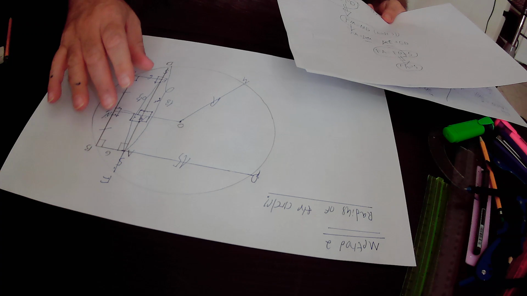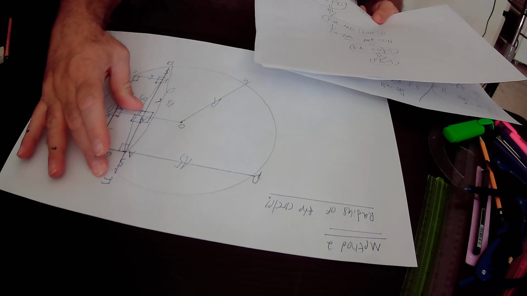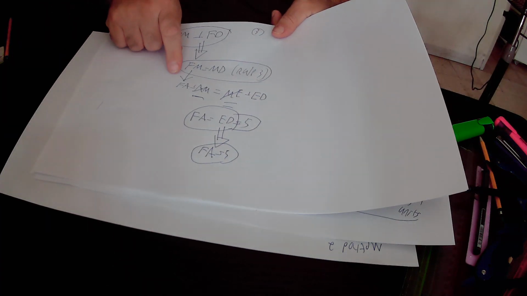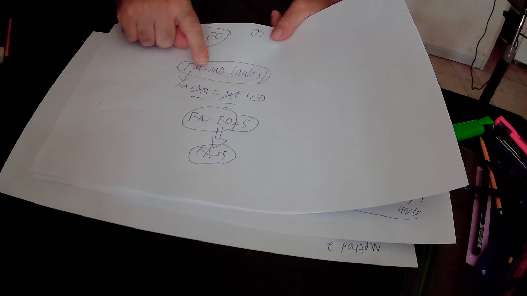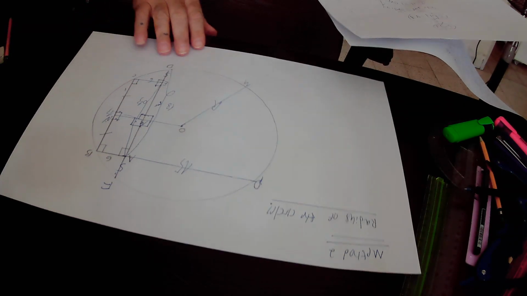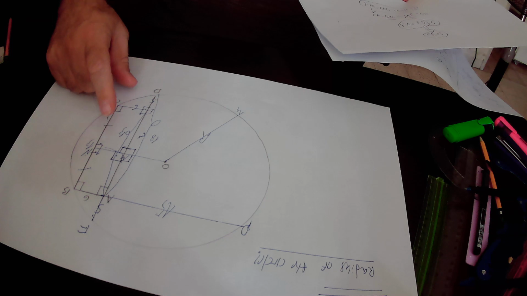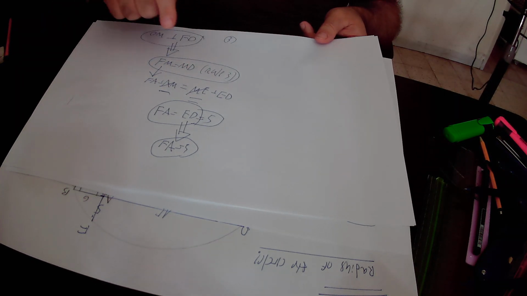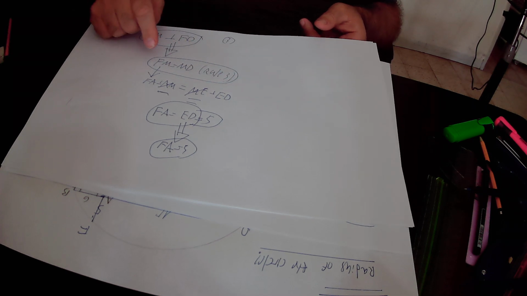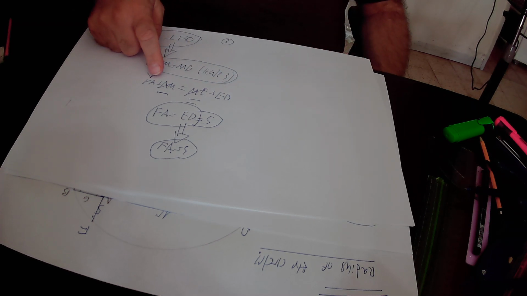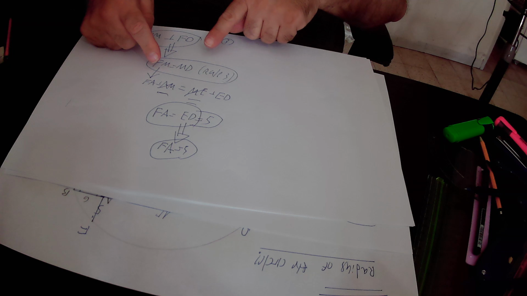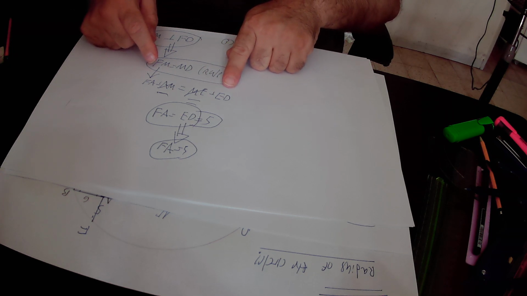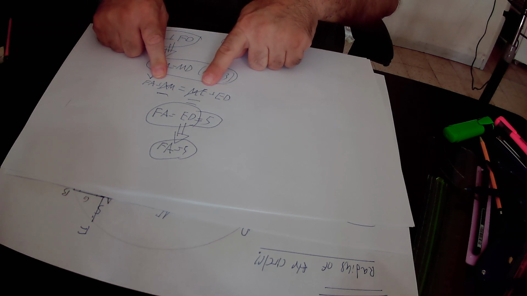But what is the value of FM? FM equals FA plus AM. And what is the value of MD? It is very easy to see that MD equals ME plus ED. So here FM equals FA plus AM, and it is equal to MD, that is equal to ME plus ED. So those two sides are equal to each other.